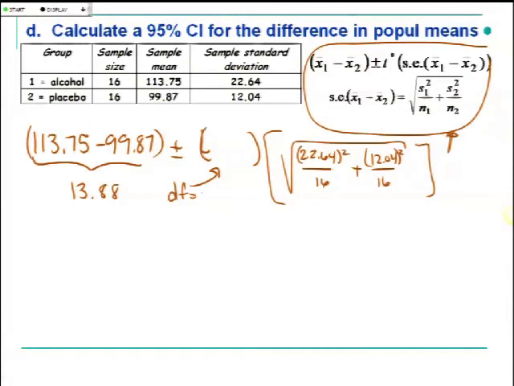Degrees of freedom for the first sample is 15. Degrees of freedom for the second sample is 15. The smaller of those is 15. So we use the smaller of 16 minus 1 or 16 minus 1. We'll use 15 degrees of freedom and look up our multiplier. 15 degrees of freedom with 95% level again is a what?